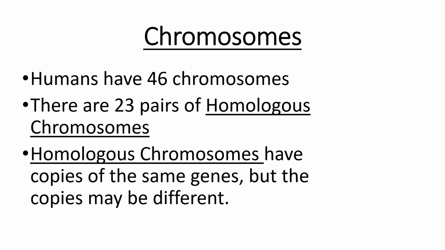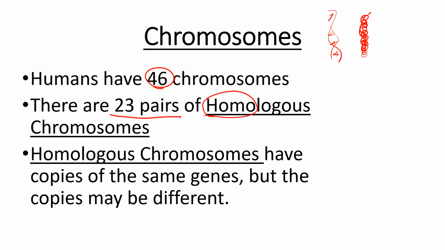Humans have 46 chromosomes. So all of that DNA, that spirally DNA that we saw on the last slide, is condensed into a chromosome. So a chromosome is just one individual, and we have 46 of them. These 46 are sorted into 23 pairs of homologous chromosomes.